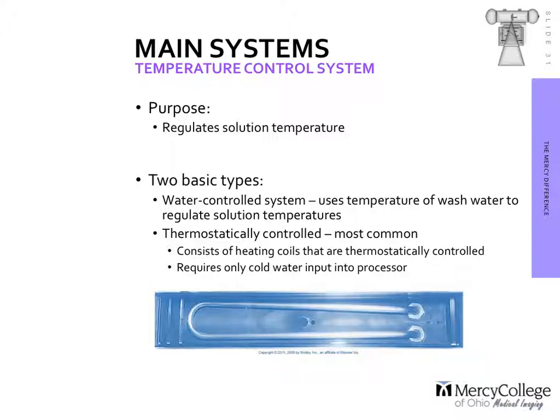But there are 2 basic types of temperature regulators: water controlled systems. So these are essentially going to use the temperature of the wash water to regulate the solution temperatures. So basically creating that 5-degree difference.